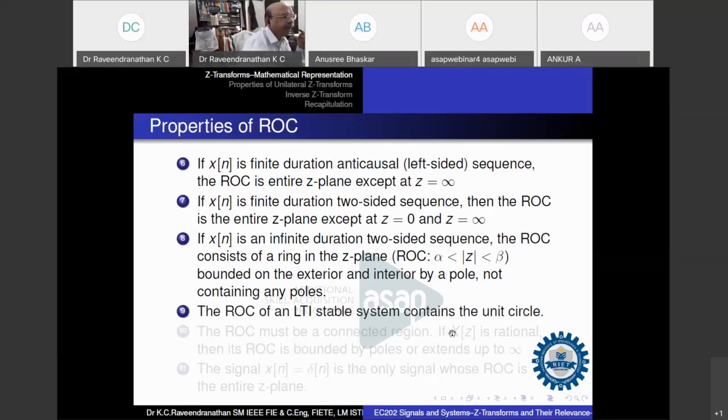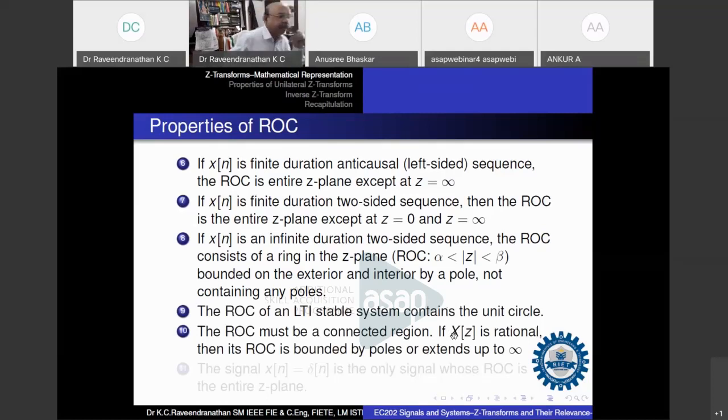Then the ROC of an LTI stable system contains the unit circle. ROC must be a connected region. If X of z is rational, then the ROC is bounded by poles or extends up to infinity. The signal x of n, which is the delta signal, is the only signal whose ROC is the entire Z plane.